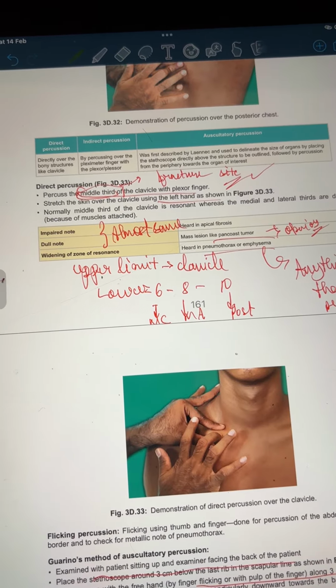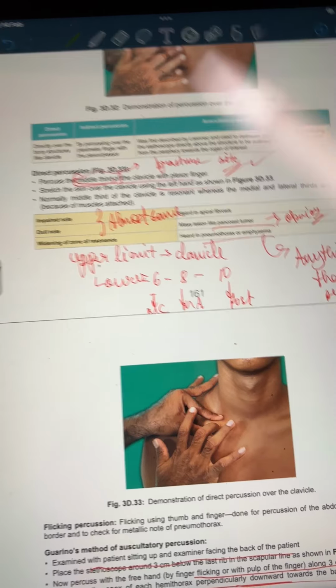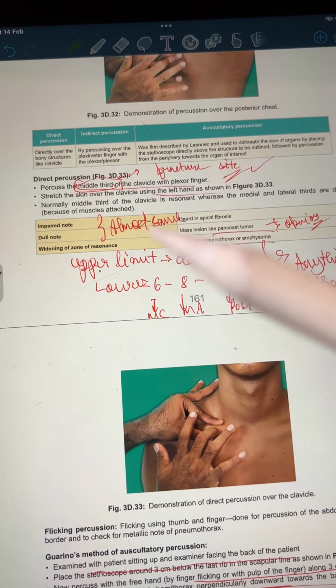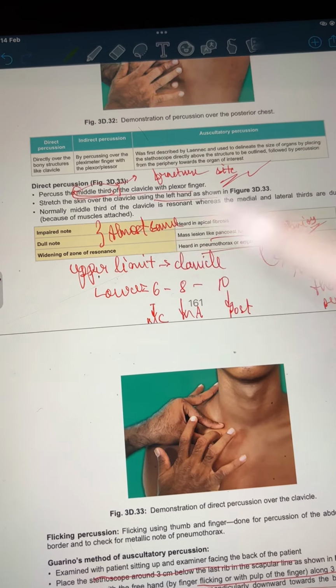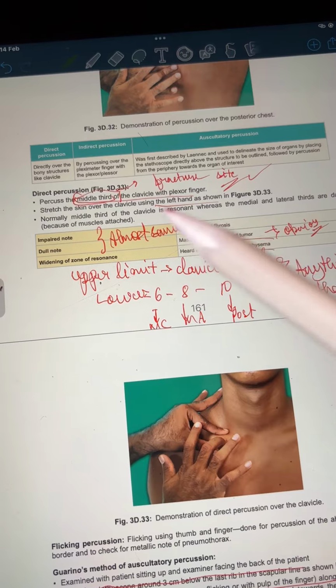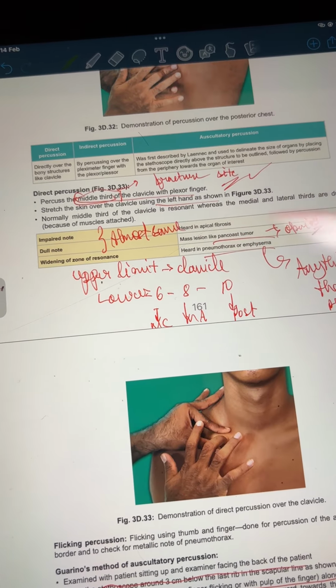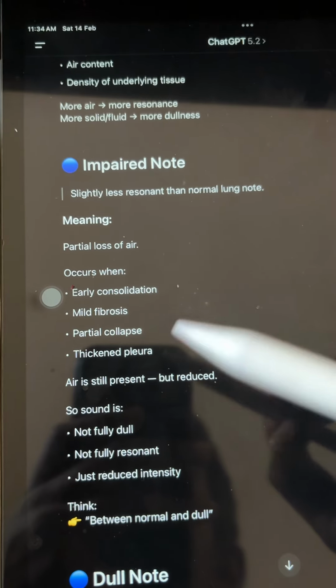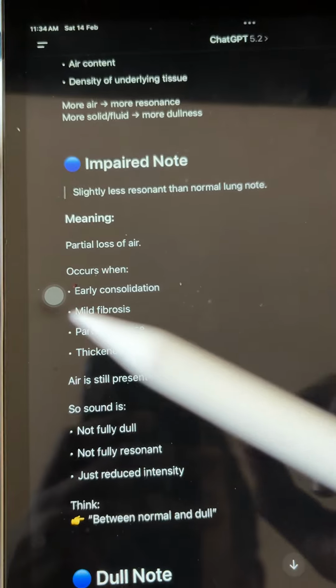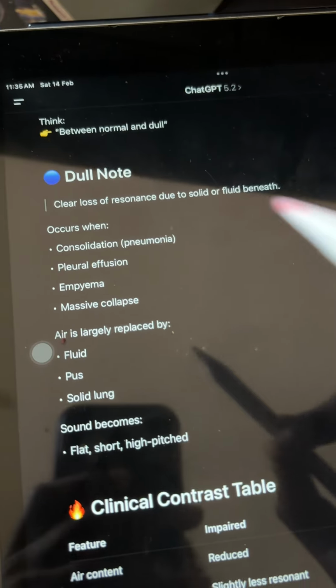The examiner might ask you what is the difference between an impaired and a dull note. Impaired is somewhere between dull and resonant, okay. You don't feel exactly that there is a mass or fluid collection. So that's why it's seen in early fibrosis or something. The causes are partial collapse, mild fibrosis, early stages. Okay. See, the dull note they have given properly.